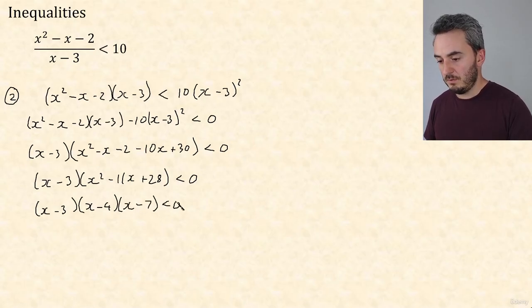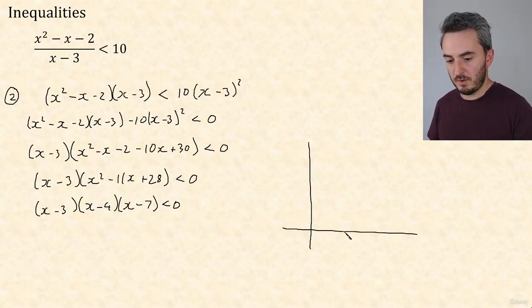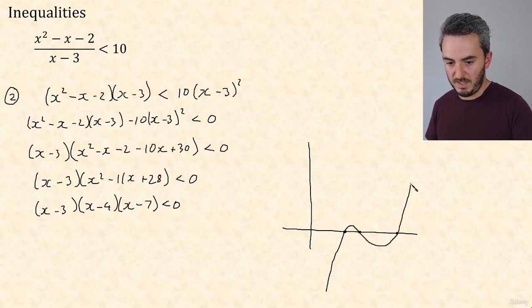Now, how do we solve this? Well, we just need to sketch that cubic, and that's not too bad. Plotting that cubic, we've got roots at 3, 4, and 7. It's a positive cubic, so it comes up here, down there, up here. And we're interested in the regions where this cubic is negative.